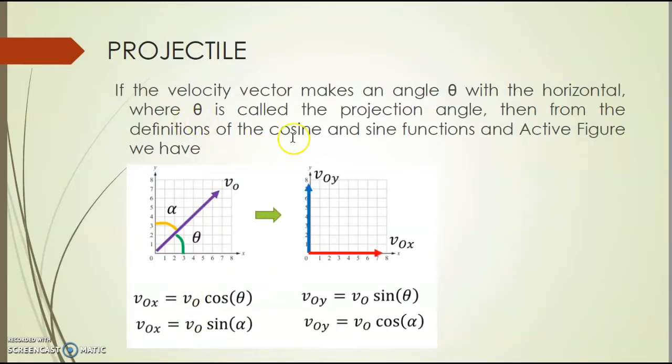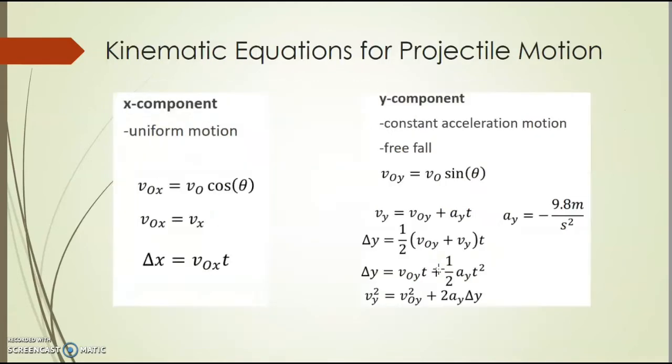So, if the velocity vector makes an angle theta with the horizontal, which is the projection angle, then from the definitions of sine and cosine functions, we have these figures. To solve for the x component of the initial velocity, we have Vo cosine theta. Theta is the angle that it makes from the positive x axis. And to get the y component of that velocity or vector, we have Vo sine theta.